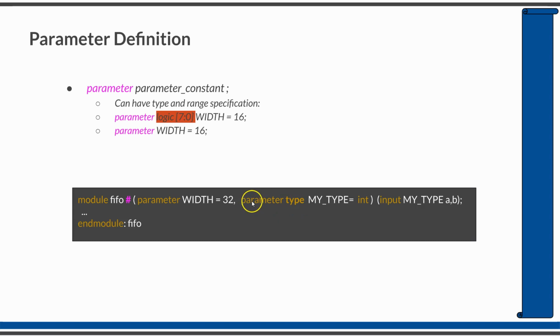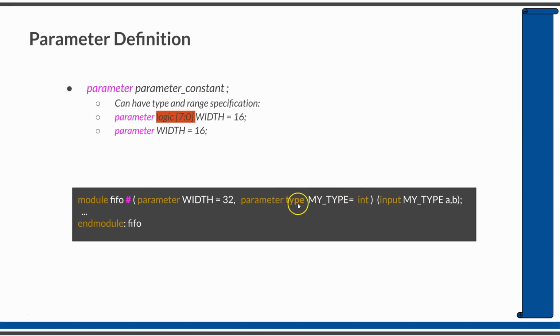When you define a parameter type, that parameter becomes a type parameter, and the advantage is you can pass any valid data type to this my type. By default the type would be equal to integer. So if you are not specifying anything here, my type would be integer.